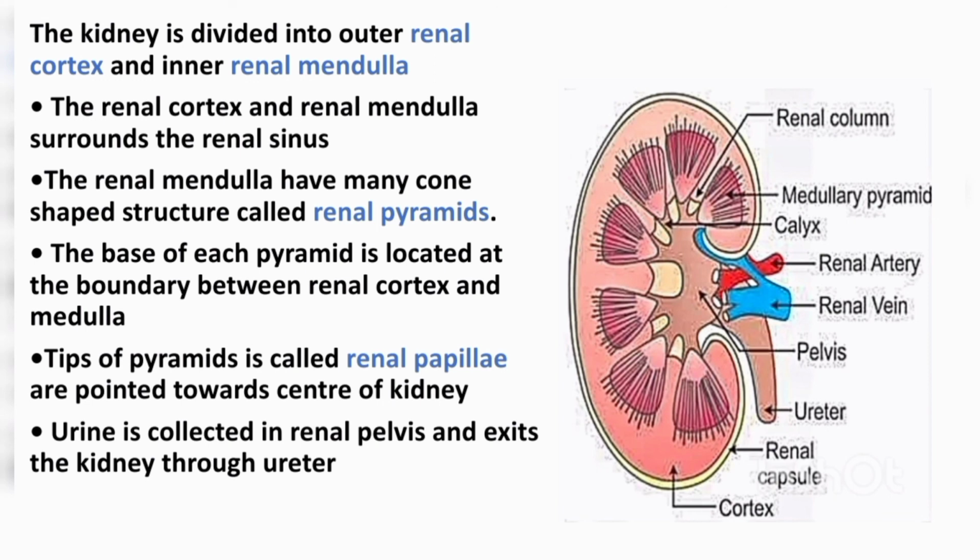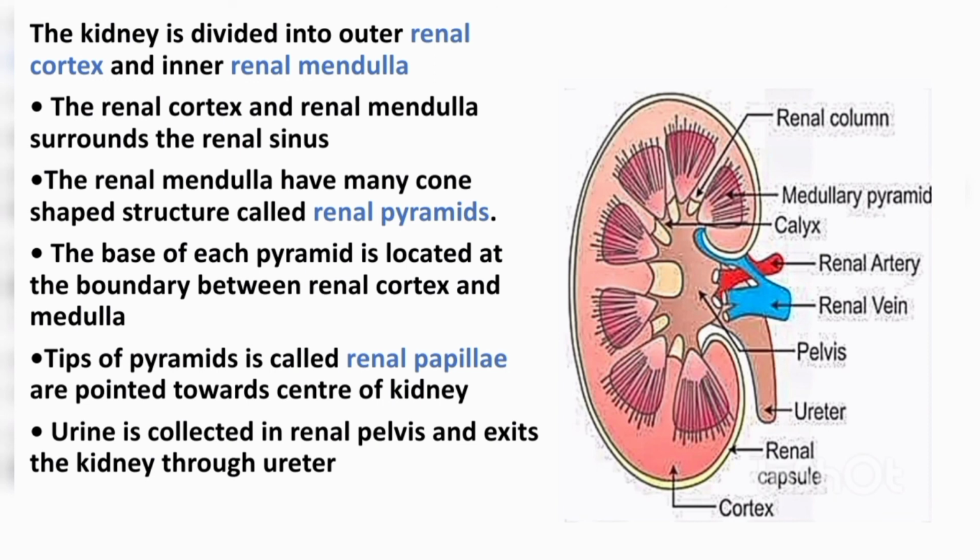The renal papillae are the tips of the pyramids, or the tips of the cones, which point towards the center of the kidney. So the base of the pyramid is located at the boundary between the renal cortex and the renal medulla, while the tip is located towards the center of the kidney.